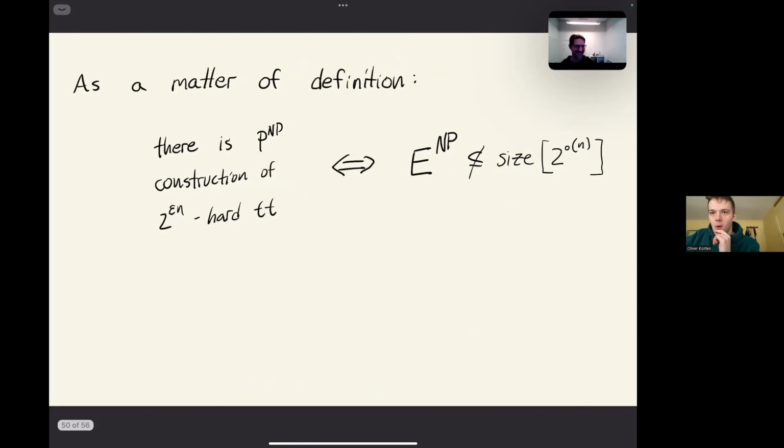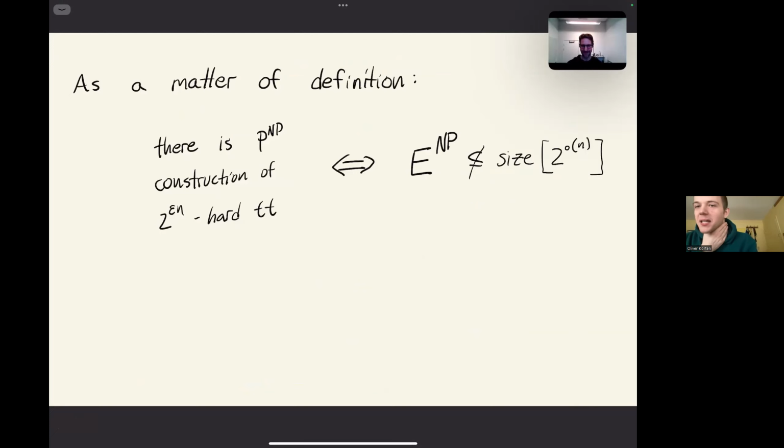Yeah, so just to kind of unroll what all these things mean. If you remember way at the beginning of this, one of the motivations for implicit construction problems related to constructing hard truth tables is that efficiently constructing a hard truth table is equivalent to proving that a certain complexity class requires large circuits.